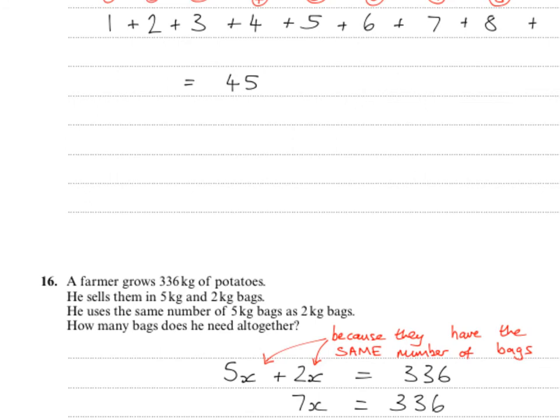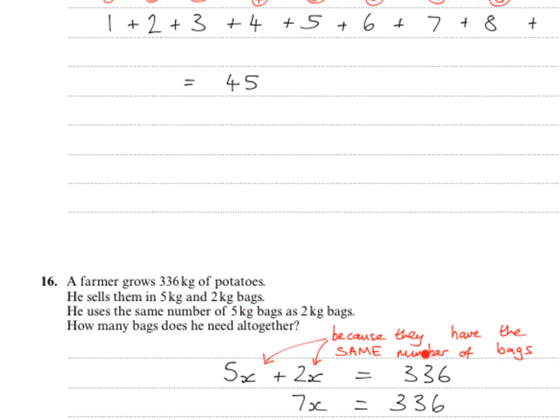Okay, now this question here did pose a few difficulties. It says a farmer grows 336 kilograms of potatoes and he sells them in 5 kilogram bags and 2 kilogram bags. He uses the same number of 5 kilogram and 2 kilogram bags. How many bags does he use? Well, I know he's got some amount of 5 kilogram bags, so I've called that 5x. I'm able to call that 2x because it says that he uses the same number of 2 kilogram bags, okay?